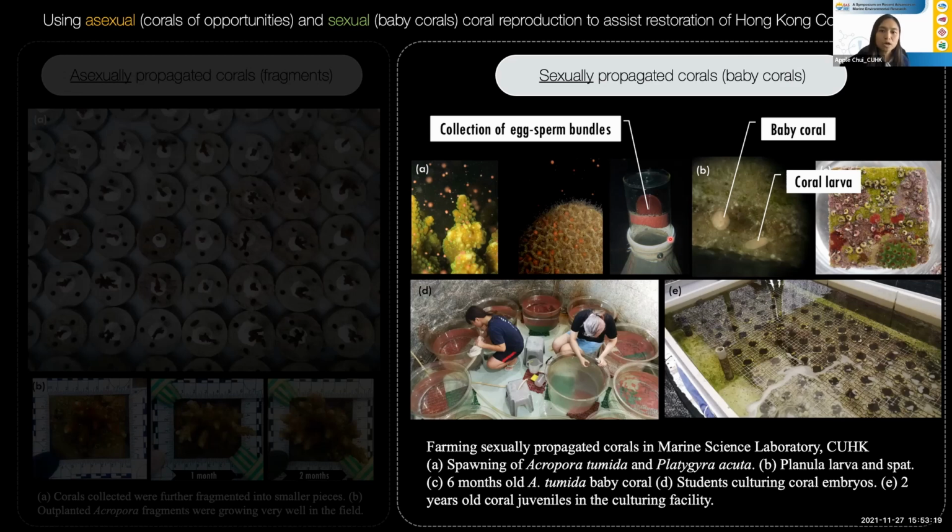We culture them into larvae, settle them as baby corals on the substrate that we provide. So these baby corals, we then cap them in our land-based nursery, and then we outplant them to the field at a much larger size for restoration.